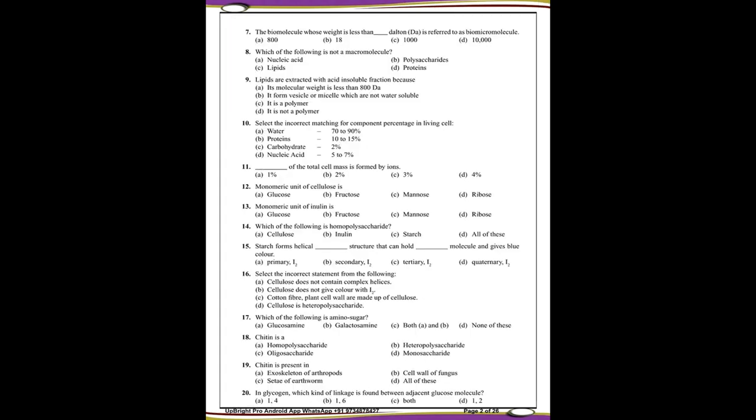Now question 7. The biomolecules whose weight is less than dash Dalton are referred to as the biomicromolecules. Biomolecules with a very low weight of less than 1000 Daltons are the biomicromolecules. So the answer for question 7 is C.